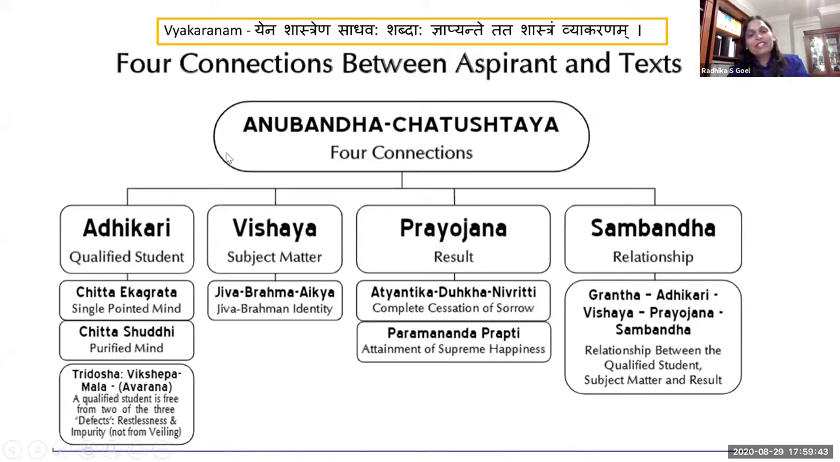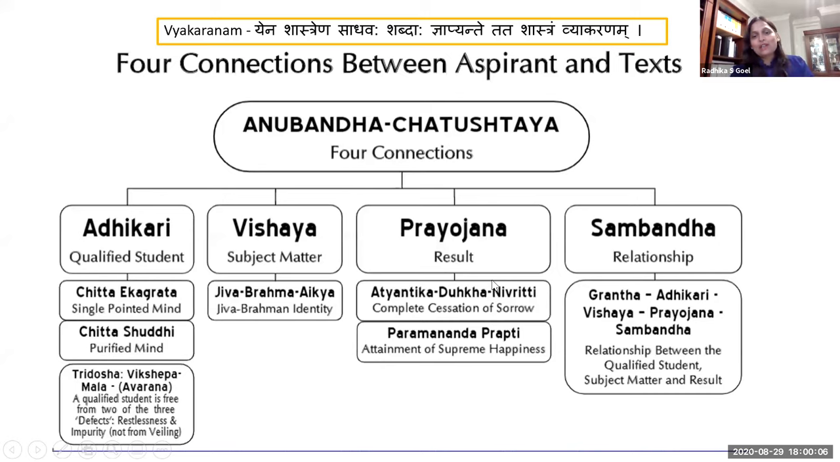And then the Vishaya, as we talked about, is Vyakarana, which is one of the Vedangas. Here there is an example of Vishaya, Jiva Brahma Ekatva. Most of the Shastras have this Vishaya. It is basically connecting the limited to the unlimited.